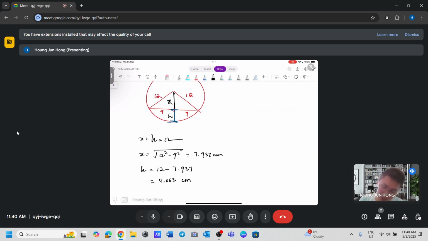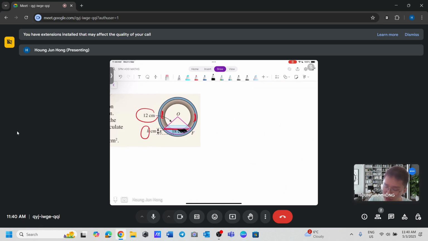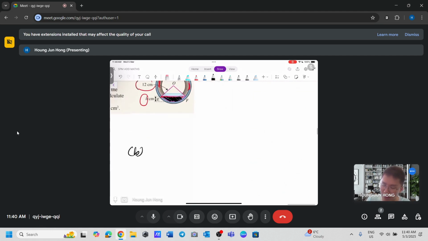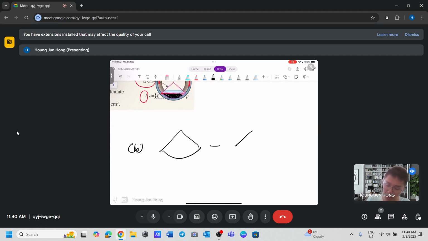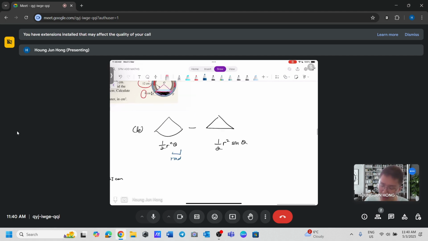Moving on, they ask you to calculate the cross-sectional area covered by the water, so basically this part. I hope by this point you remember how we do that. Typically we use the whole sector minus the triangle. If you remember the equation, half r squared theta, and this is half r squared sine theta. The difference is that one uses radians but this one uses degrees. So be very careful: when it comes to the triangle formula, it is always in degrees. We have to keep note of that.